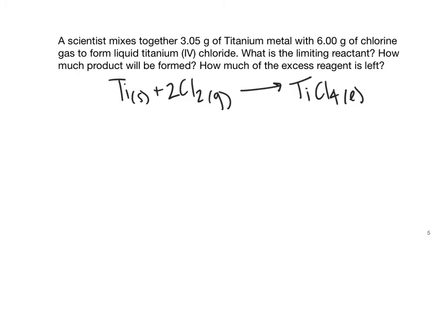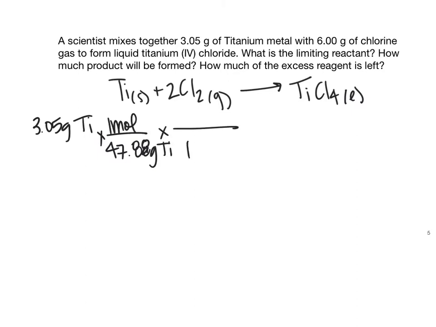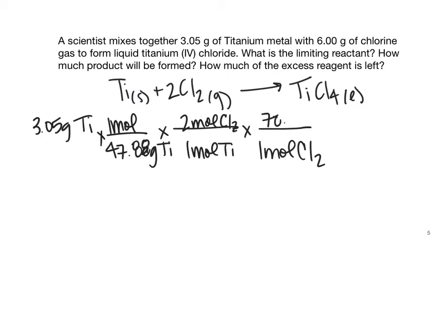So now we need to solve how many grams of chlorine will react with 3.05 grams of titanium metal. We're going to take our 3.05 grams of titanium and convert that to chlorine gas. So there are 47.88 grams of titanium in 1 mole. And there's 1 mole of titanium for every 2 moles of Cl2. And 1 mole of Cl2 weighs 70.90 grams. So we would need to have 9.04 grams of Cl2 to use all of the titanium.